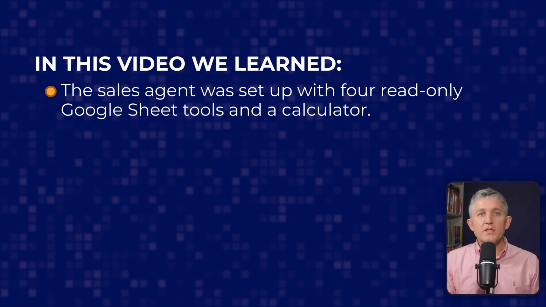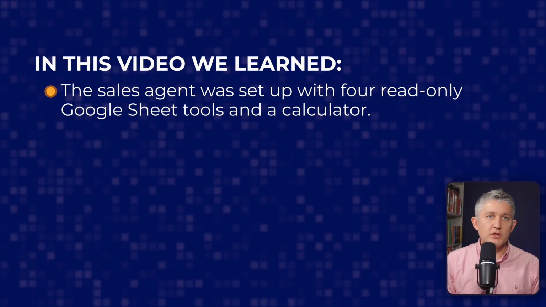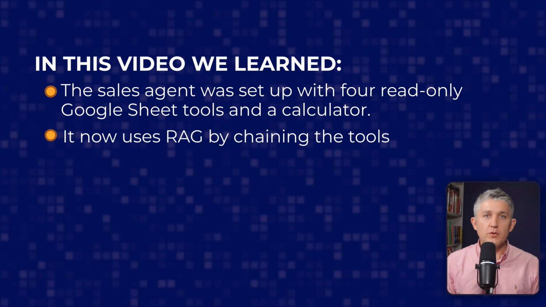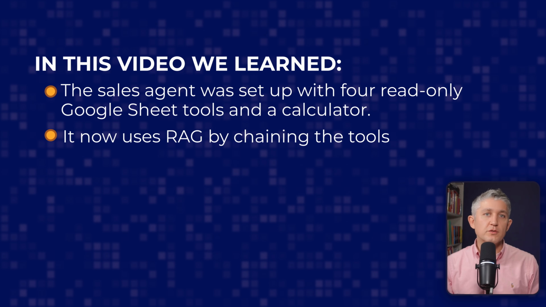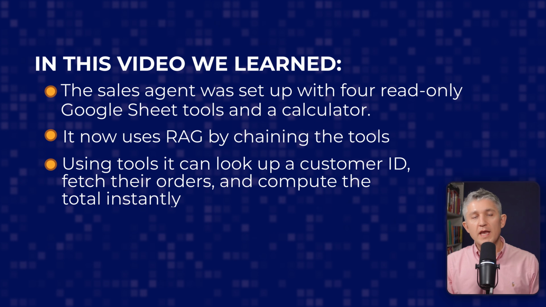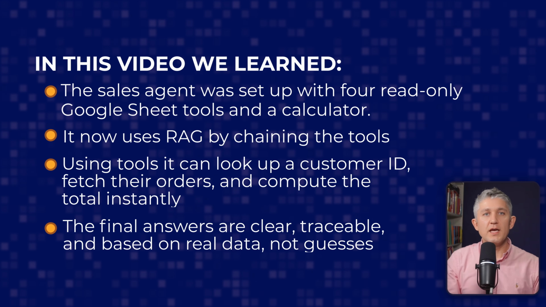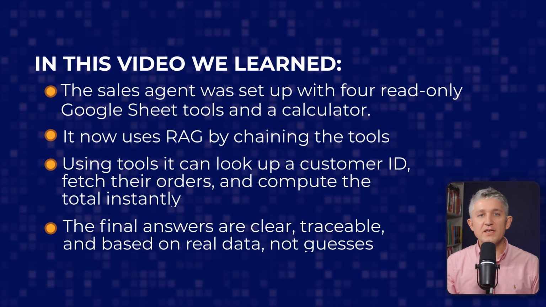To sum up, we successfully configured the sales agent with 4 precise read-only Google Sheet tools and a calculator tool. The video demonstrated how the agent uses Retrieval Augmented Generation, RAG, by chaining these tools. For example, looking up a customer ID, retrieving their orders, and then using the calculator to provide an accurate grand total. The result is an agent that provides traceable and reliable answers, grounded in up-to-date data instead of guesses. Next, we'll talk about guardrails and approvals, as well as some risks.